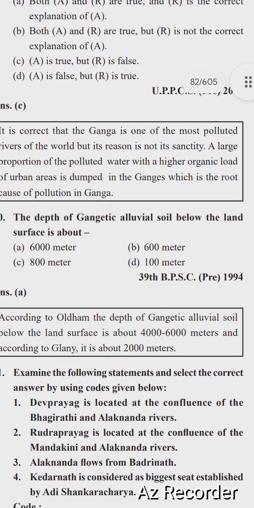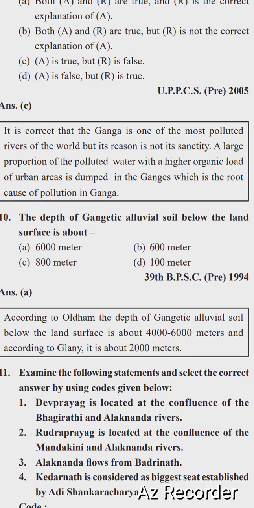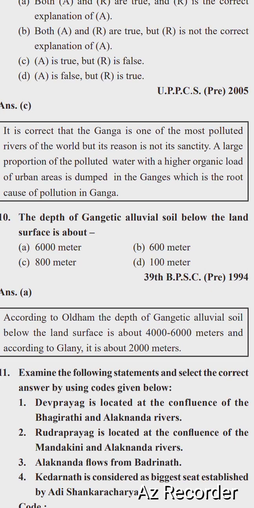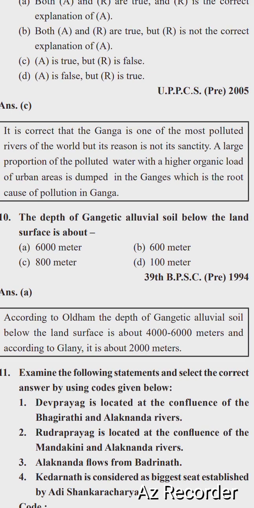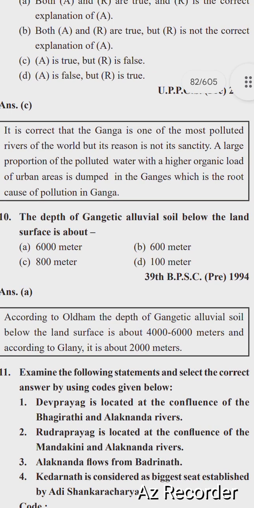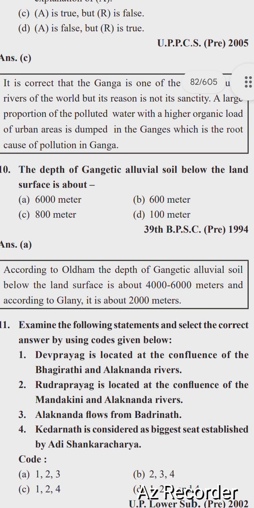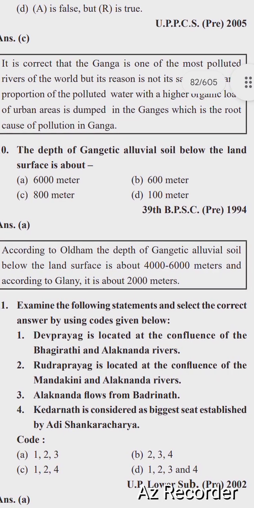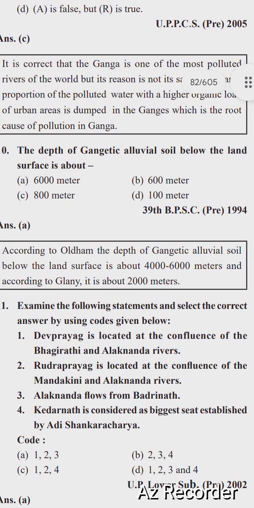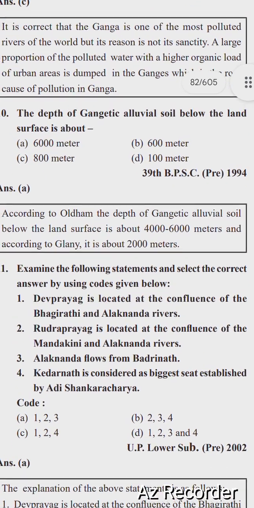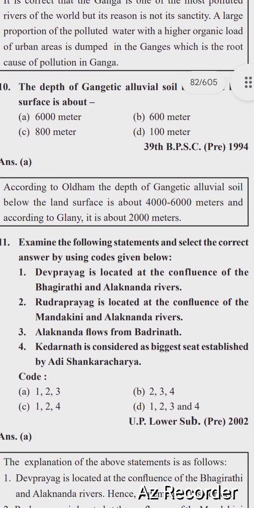Next, the depth of Gangetic alluvial soil below the land surface is about: option A 6,000 meter, option B 600 meter, option C 800 meter, option D 100 meter. The right option is option number A, 6,000 meter. According to Oldham, the depth of Gangetic alluvial soils below the land surface is about 4,000 to 6,000 meters, and according to Glennie, it is about 2,000 meters. So option A is correct.